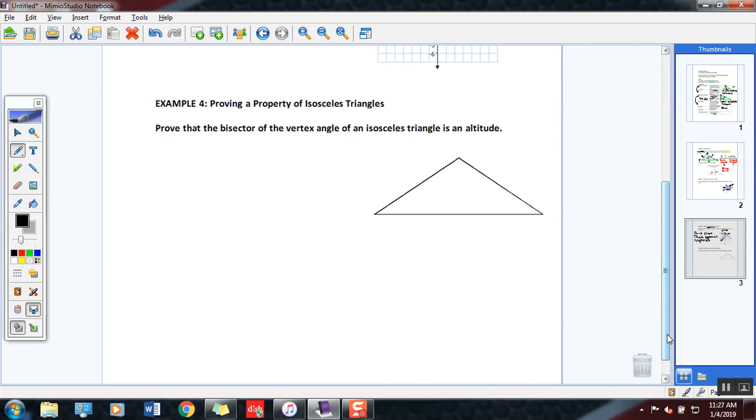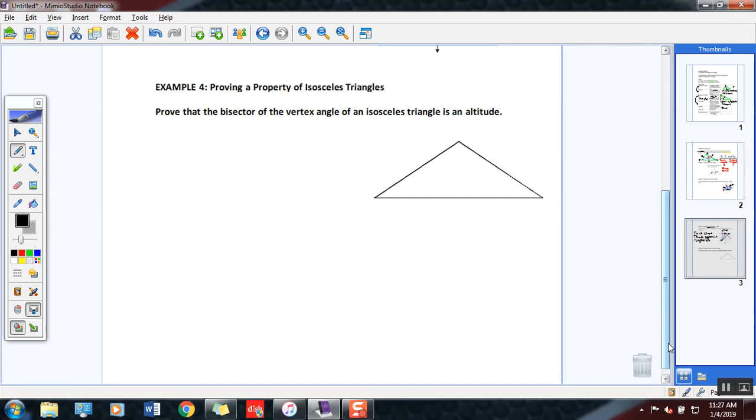Proving a property of isosceles triangles. Prove that the bisector of a vertex angle in an isosceles triangle is what? An altitude. So let's label my triangle as follows. Let's label this A, B, C, and I'm going to draw a line right in here. And I'm going to put D in here.